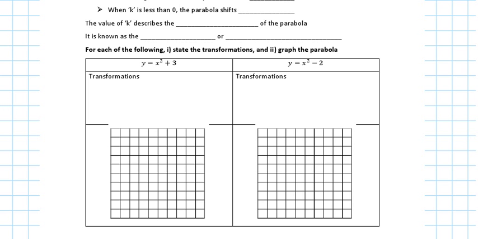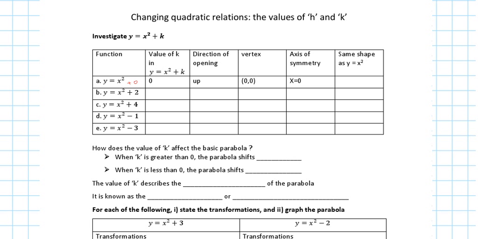By itself, you have nothing added to it, correct? So that's going to be plus 0, right? So your k value is 0, and there's nothing. That's why we don't write it, right? Your k value is 0 in this case. And then we said that when I have this, the direction of opening is up, the vertex is 0, 0, the axis of symmetry is x equals 0. This is my parent function.